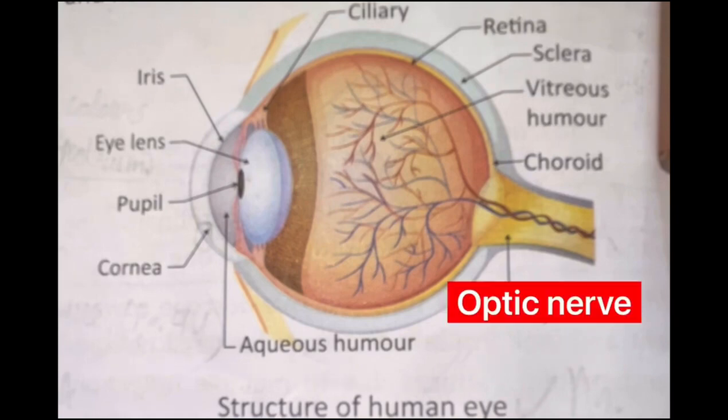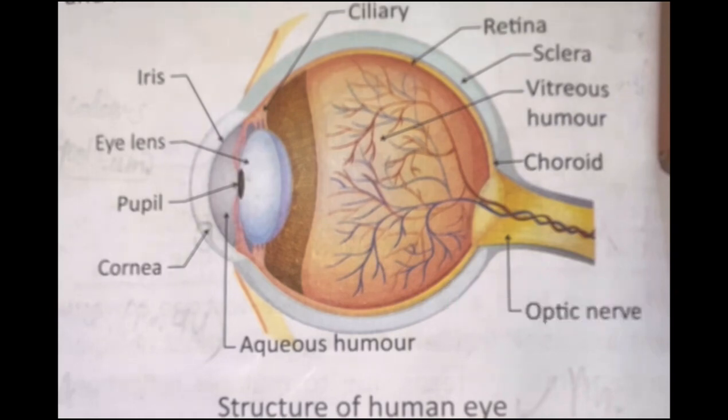Second last is optic nerve. The rod and cone cells in retina are connected to optic nerve. The optic nerve carries image formed on the retina to the brain in the form of electrical signals. Last topic is blind spot. At the junction of optic nerve and retina, there are no sensory cells, rods or cones, so no image is formed at this point. So guys, this was the structure and function of parts of an eye.